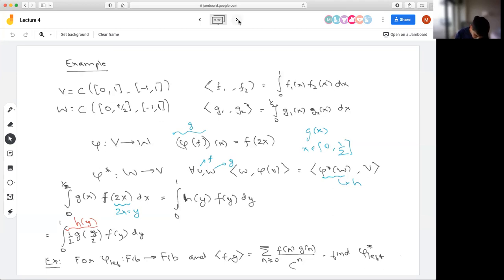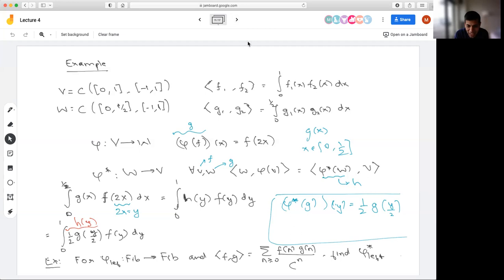So in particular, if you have the linear transformation which maps every function at input y to half of g of y divided by 2, that serves as an adjoint. Okay.